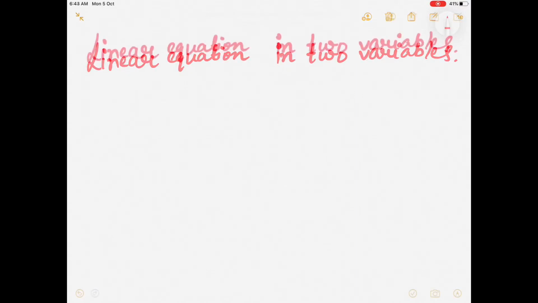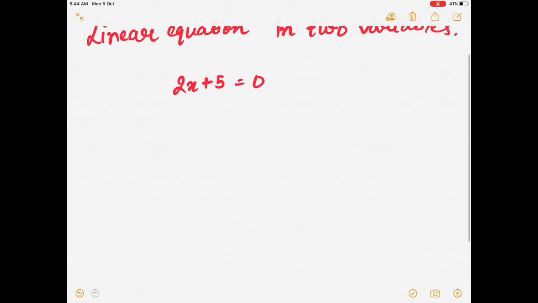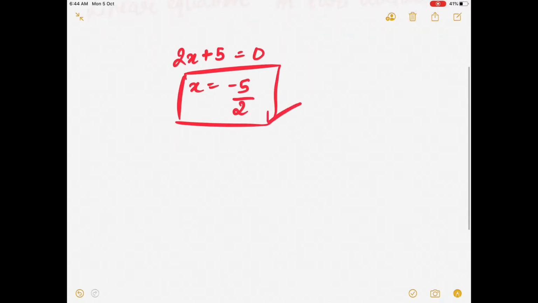We have studied a type of equation like 2x plus 5 is equal to 0. So what is the root of this equation? What is the 0 of this equation? We will just find the value of x, that is x is equal to minus 5 by 2. This is the 0 of this equation. So we have studied this much so far.